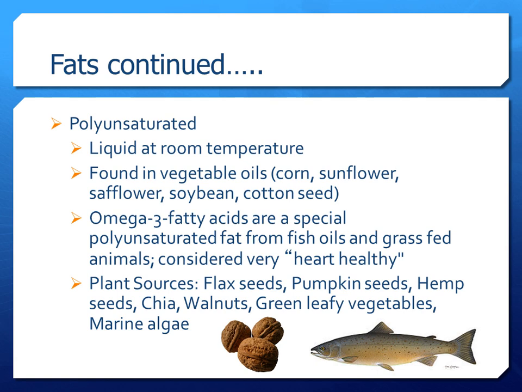They are considered to be very heart healthy and may also have a positive impact on inflammatory conditions such as arthritis, as well as mental health. Plant sources include flax seeds, pumpkin seeds, hemp seeds, chia, walnuts, green leafy vegetables, and marine algae.